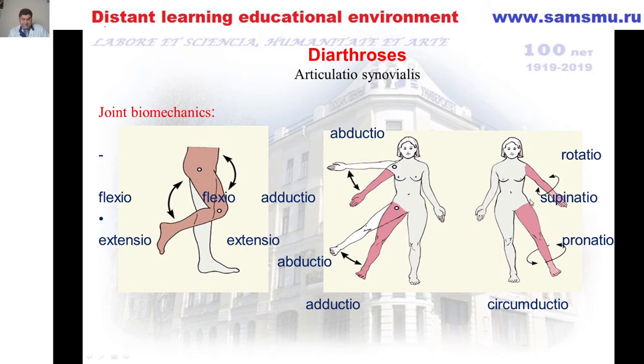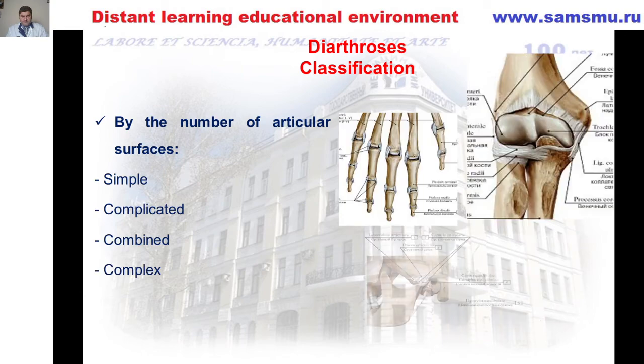Rotation around the vertical axis: turning inward, pronation, outward, supination. They also distinguish circumduction. With this movement, the limb describes a cone passing from one axis to another. And I told you about swimming, where we have circumduction movement.